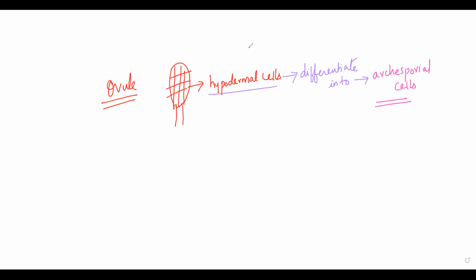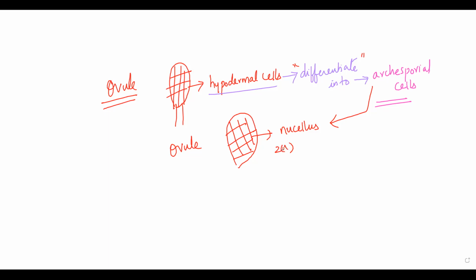As you know, the ovule is going to contain a tissue, right? If you look at an ovule, the ovule is going to embed the tissue which is called what? We call it the nucellus. So who is making the nucellus? These are the archesporial cells. Do you understand now? All the hypodermal cells have differentiated into the archesporial cells, and these archesporial cells are diploid in nature. All these diploid archesporial cells are collectively called the nucellus.